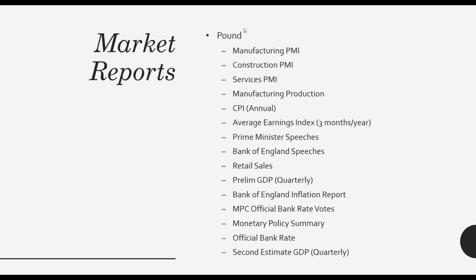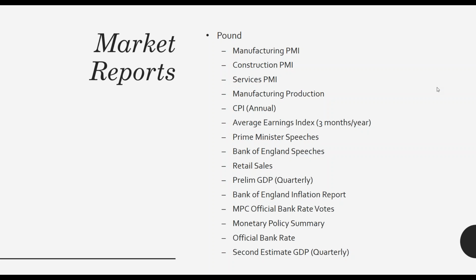Okay. Now the British pound, there's a lot of market reports that affect the pound. What's the strike width on a pound though? The strike width on the pound is 10 pips. So you have to allocate for that difference there. Okay, so you have the manufacturing PMI, construction PMI, services PMI, manufacturing production, CPI, average earning index 3 months per year, Prime Minister speeches, Bank of England speeches.